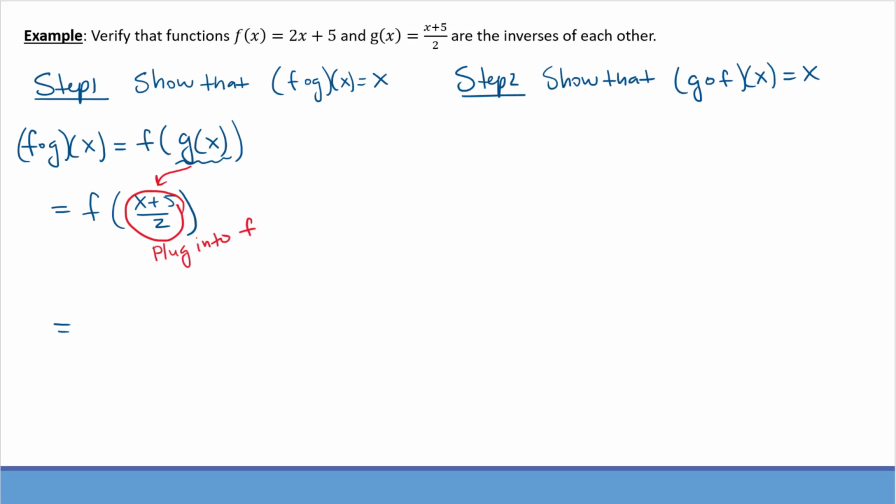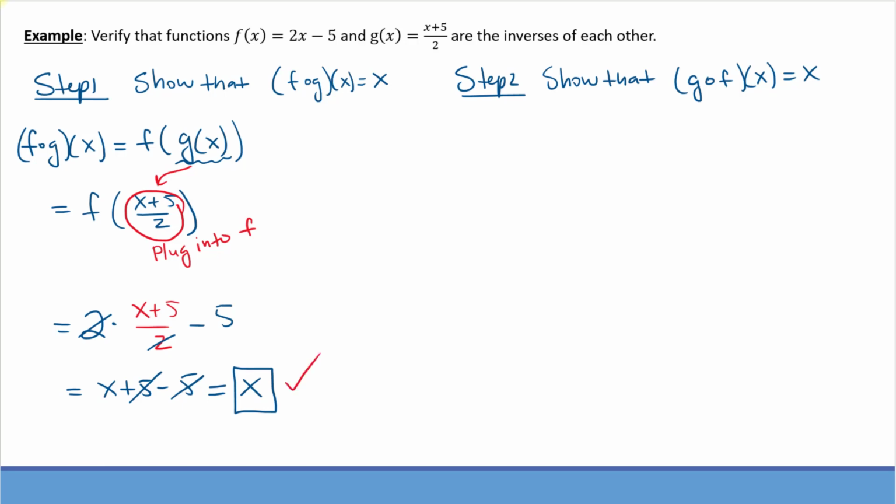So every x in function f has to be replaced by x plus 5 over 2. There's only one x there, so it's going to look like this. 2 times x plus 5 over 2 minus 5. To simplify, I can cancel out the 2's. Then I'll have x plus 5 minus 5. The 5's will cancel as well. And I'm just left with an x. See how when I compose functions f and g, at the end I got an x. And that's what I was hoping for.